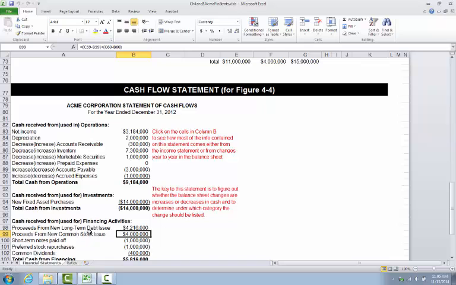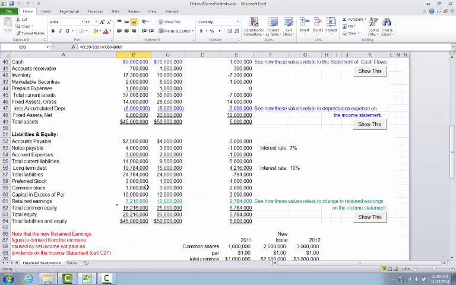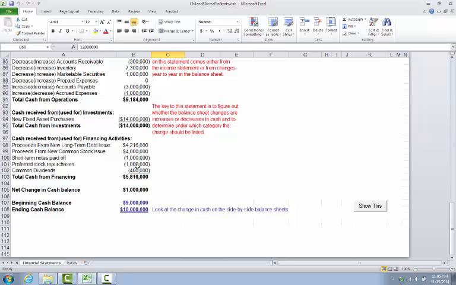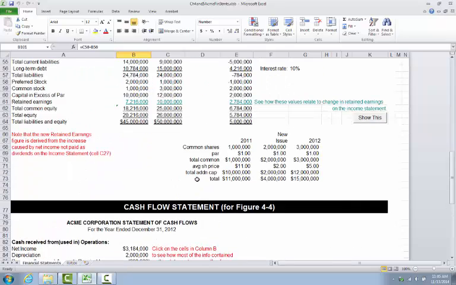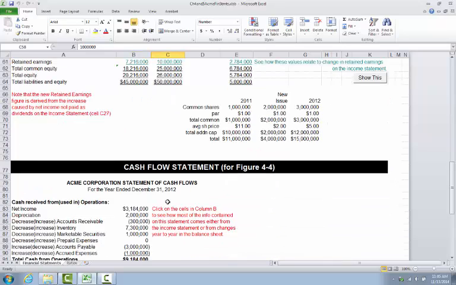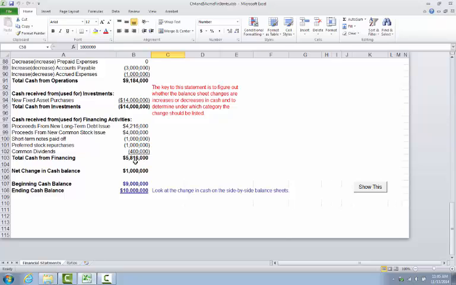Same thing with common stock. We sold some new common stock. You can see that here and here, here and here. And we have a decrease in preferred stock, and this comes from the fact that we bought back some of our outstanding preferred stock, and that of course ate up some of our cash. And finally we have the dividends. When you pay a dividend, clearly you have cash flowing out of the firm.